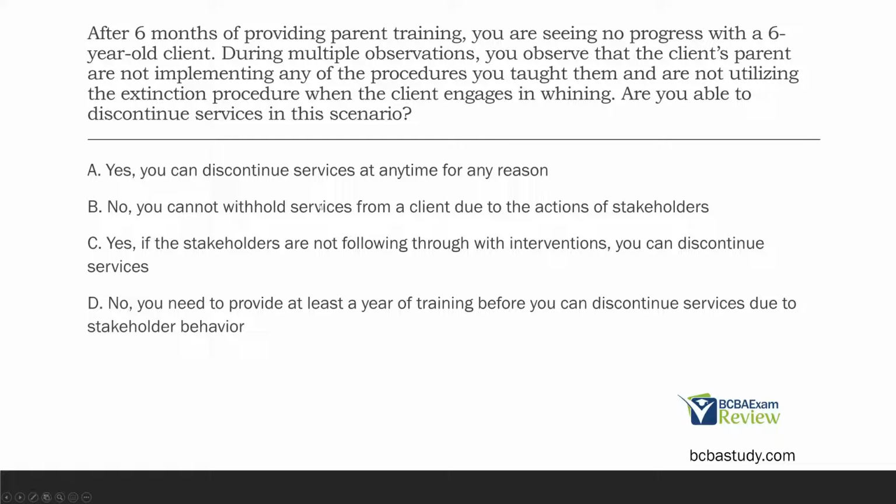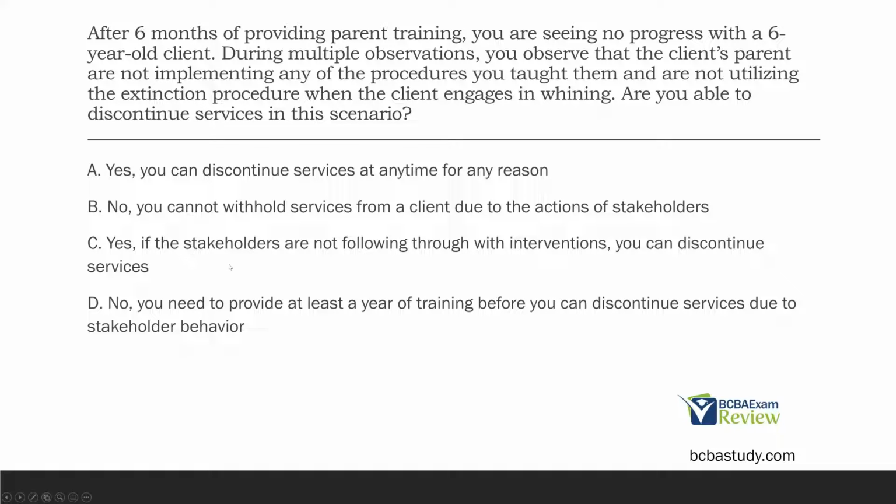B, no, you cannot withhold services from a client due to the actions of a stakeholder. This is actually incorrect. The new ethical code says one of the reasons you can use for discontinuing services is if stakeholders are non-compliant. So we're now holding the stakeholders responsible for their actions as well. You can absolutely withhold and discontinue services due to the actions of stakeholders.